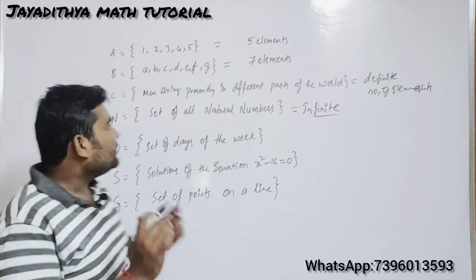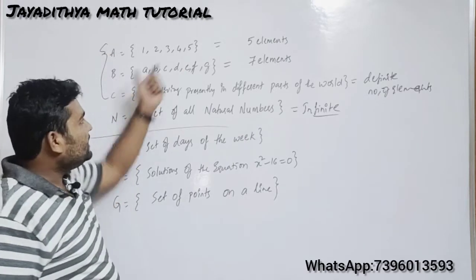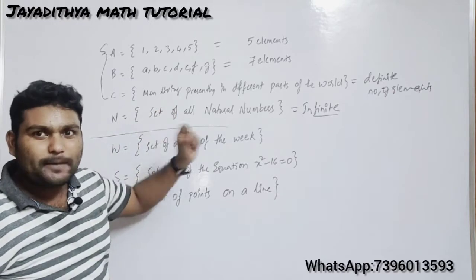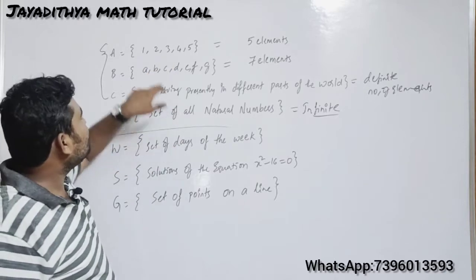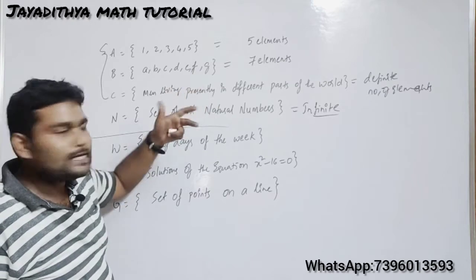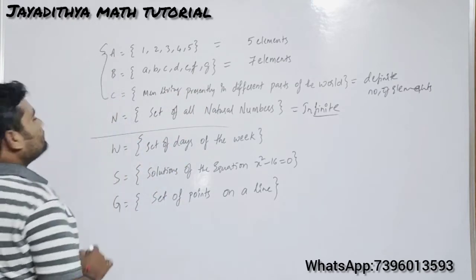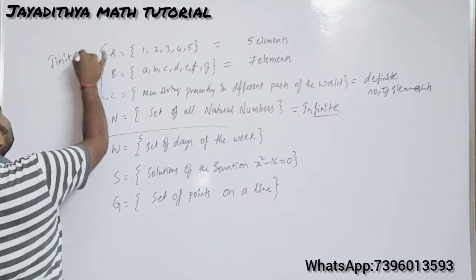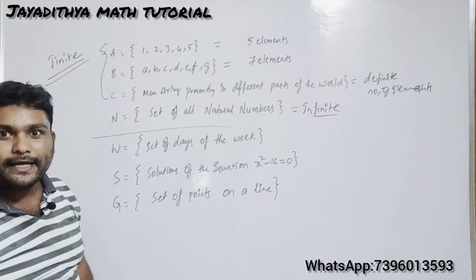Clear? If you observe up to here, in the first three cases the elements have some definite number. In the first case we have 5 elements, in the second case we have 7 elements, and in the third case approximately 700 crores like that. So there will be a definite number. This kind of sets we call as finite sets. This word is important. Clear?